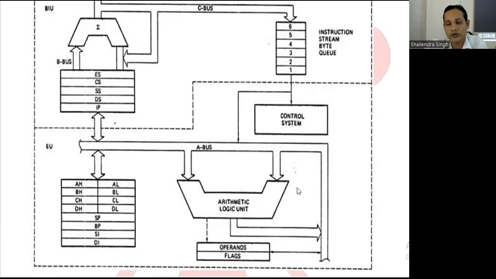The EU is also designed with the arithmetic logic unit, operand, and flag registers. The operand is a temporary 16-bit register, and the flag register is also a 16-bit register. It gives the status of the current instruction.